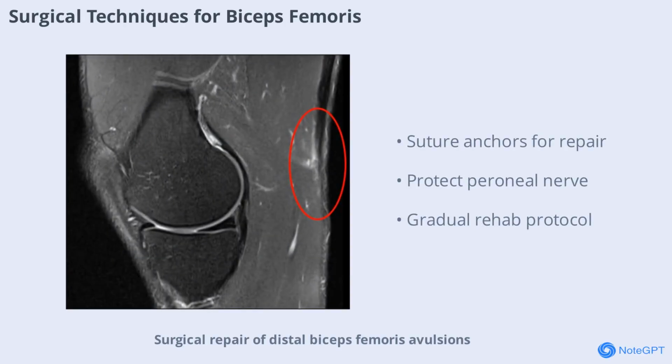Surgical repair of distal biceps femoris avulsions involves reattaching the tendon to the fibular head, often using suture anchors. The procedure may require a curvilinear incision, and care must be taken to identify and protect the common peroneal nerve. Postoperative protocols typically restrict knee extension initially, with gradual progression to full motion. Outcomes are generally excellent, with most athletes returning to sport within 16 weeks and low rates of complications or recurrence.